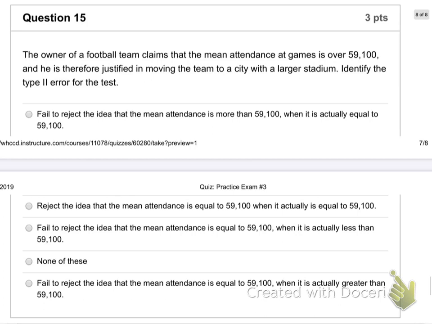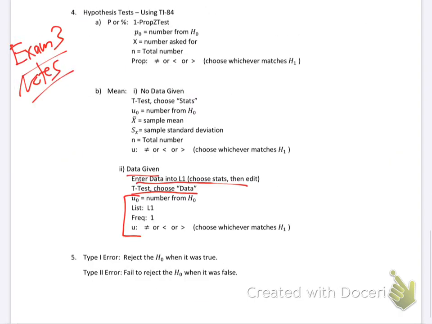Question 15. The owner of a football team claims that the mean attendance at games is over 59,100, and he is therefore justified in moving the team to a city with a larger stadium. Identify the type 2 error for the test. Type 2 error. So again, we can't just dive in. You probably think about the notes, and that's good. I put the type 1 and the type 2 error, but really before you do that, we'll see what it says. Failed to reject the null when it was false.